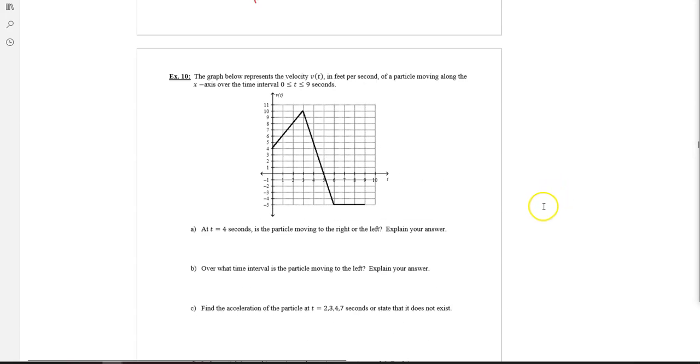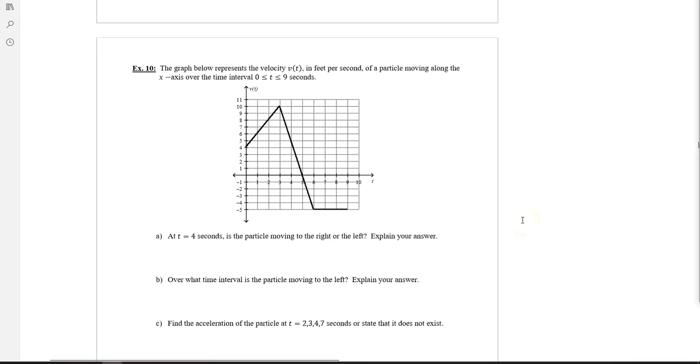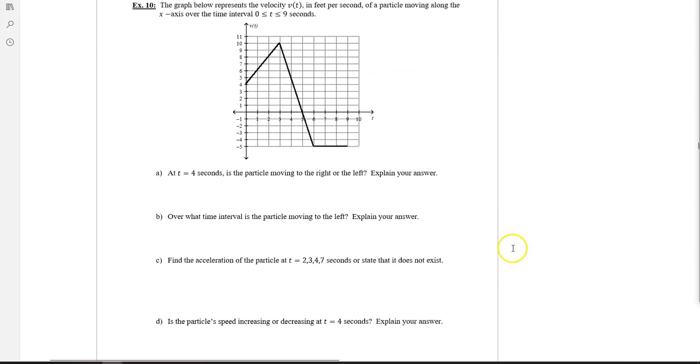All right, number 10. The graph below represents the velocity v of t in feet per second. So no longer do we have a table, now we have a graph describing the velocity. So we can actually see what's happening between all the points here. Of a particle moving along the x-axis over the time interval 0 less than or equal to t less than or equal to, now we're in seconds.